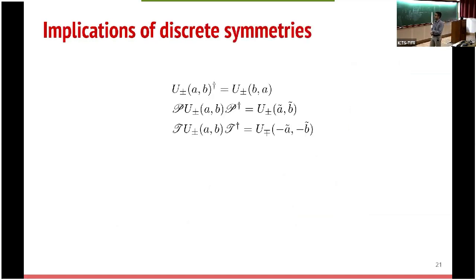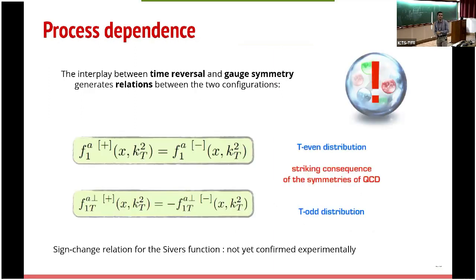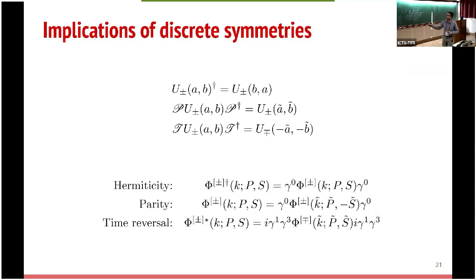Okay, so at this point, I want to go to the blackboard, and I think it's instructive to understand how this sign change relation emerges for the Sivers function. These are the ways the gauge links change under hermiticity, parity, and time reversal. If you apply time reversal transformation to a gauge link, we are not going to prove this, but the last one is the relation which is important for us now. If you apply time reversal to the gauge link, you see that the plus gauge link, the future pointing, transforms into the past pointing. So plus goes into minus and minus goes into plus. This is the important thing.